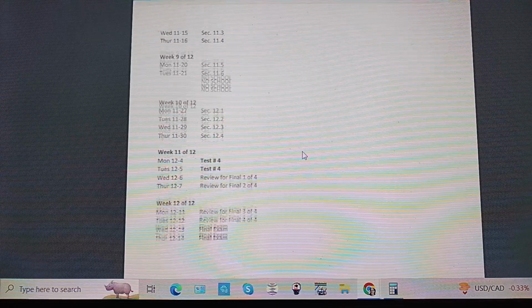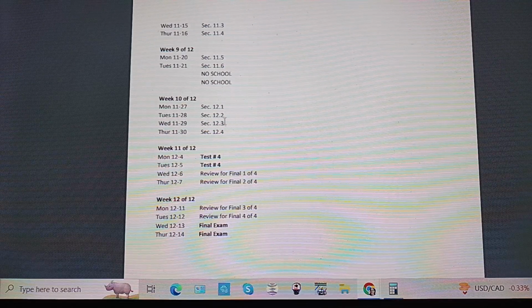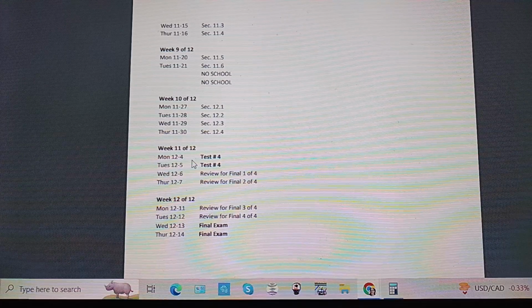So when we come back from Thanksgiving, then we do the 4 sections of chapter 12. Then the fourth and final regular test is Monday and Tuesday, December 4th and 5th. So 3 of the 4 tests land on Mondays and Tuesdays. One of them happens to land on a Wednesday and a Thursday. But that way, every day we're either doing a section or we're taking tests and reviewing.